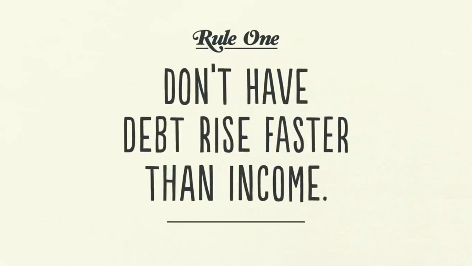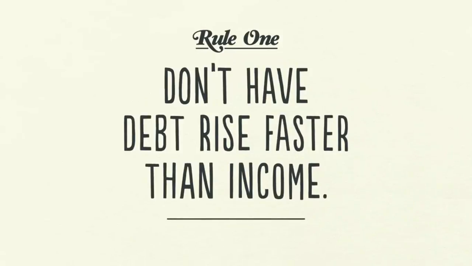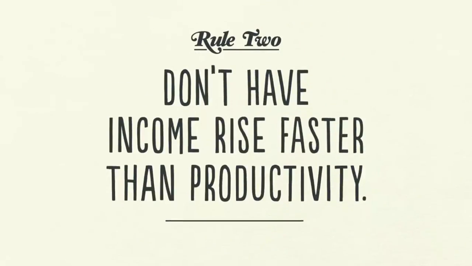So, in summary, there are 3 rules of thumb that I'd like you to take away from this. First, don't have debt rise faster than income, because your debt burdens will eventually crush you. Second, don't have income rise faster than productivity, because you'll eventually become uncompetitive.